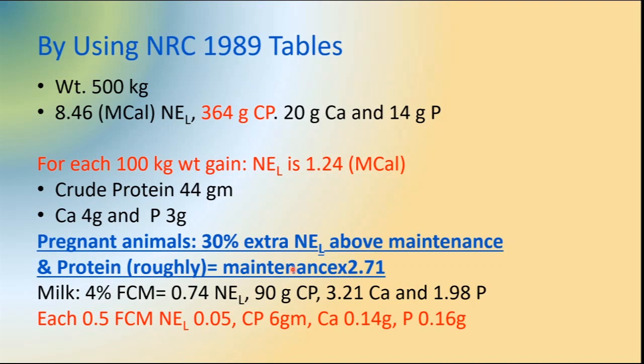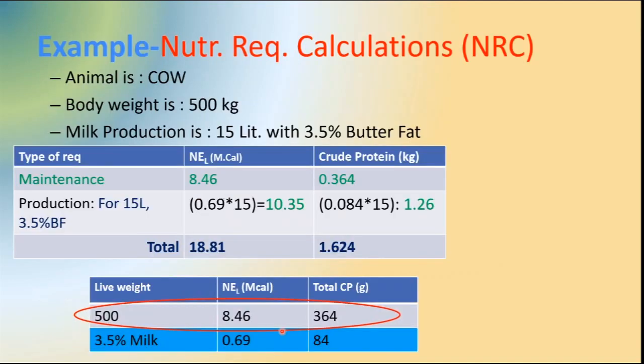In case of protein, simply multiply the maintenance by a factor of 2.71. So roughly you can get the protein values. And for 4% fat corrected milk, there is a requirement of 0.74 megacalorie of net energy, then 90 gram of crude protein, 3.21 calcium, and 1.98 phosphorus. For each half percent of fat corrected milk, like if you convert milk from 4 to 4.5, there is a change of 0.05 megacalorie of net energy and 6 gram of protein. Or otherwise, you can calculate by using the formula.